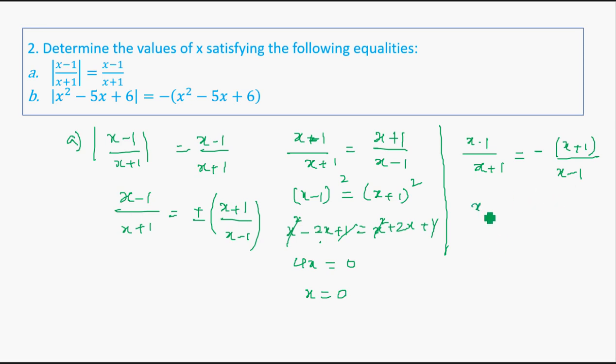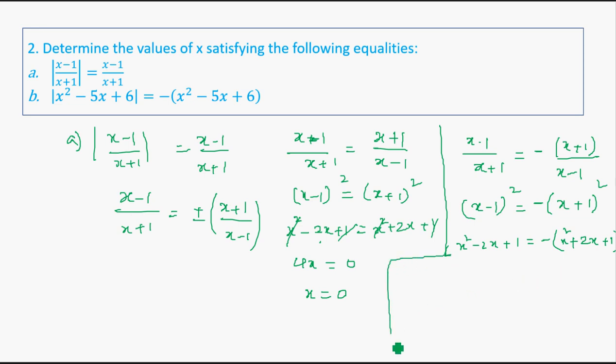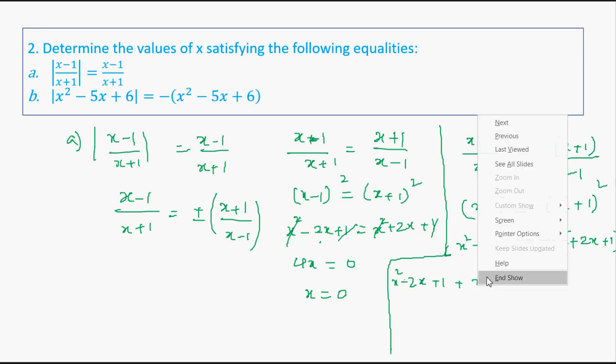Now similarly I can do this cross multiplication. x minus 1 whole square is equal to minus of x plus 1 whole square. So I will get x square minus 2x plus 1 is equal to minus of x square plus 2x plus 1. Now if I send this to the right hand side, we will get x square minus 2x plus 1. Now when I send the RHS equation to the LHS, it will become positive because the complete expression has a minus sign.